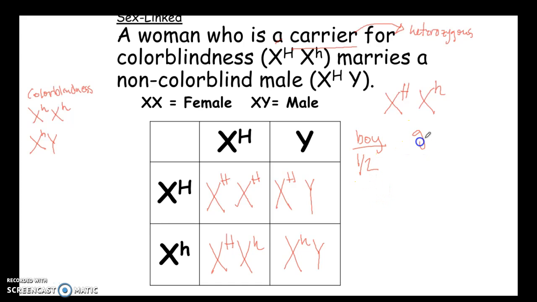And for a girl, you have literally 0% chance of having a girl who is colorblind. The only thing that you could have is a girl who is a carrier like the mom is. So these two here, you're going to have 0% chance of having a girl that will be colorblind. And so this is how you will approach this specific type of problem, okay?